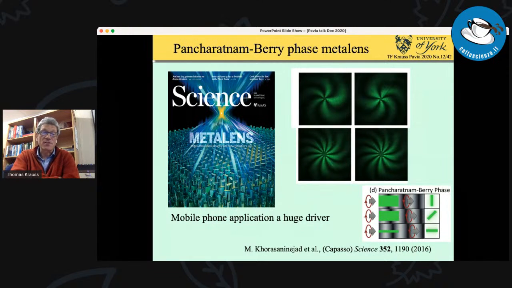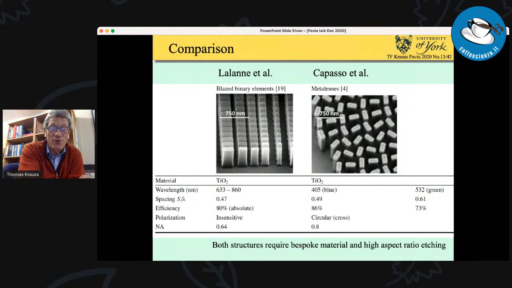So Capasso has been driving this field for some time. So that gets a lot of credit. However, if you look back, you will find a very similar idea was published almost 20 years before, in the late 90s, by Philippe Lalanne. And he had already realized this idea of phase control using titanium dioxide structures, which is the same that Capasso uses. And he also realized very high absolute efficiency, in both of these structures in the 80%.